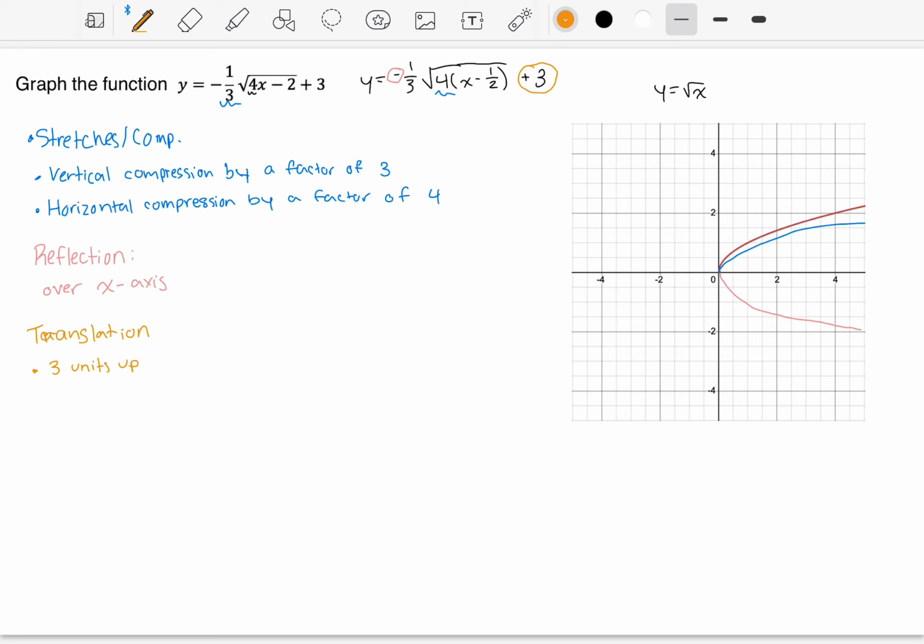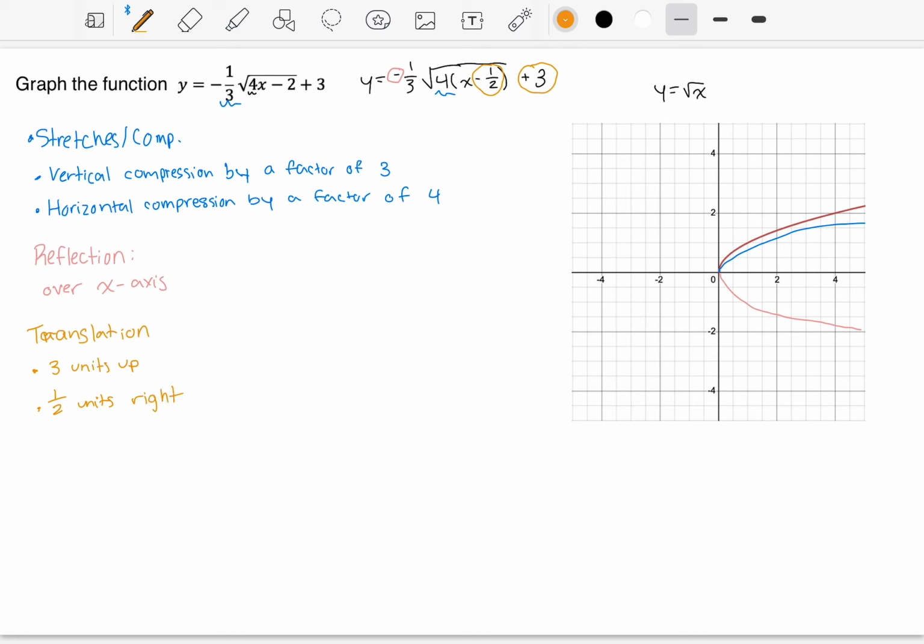And then finally, we look at this -1/2 here. So that is on our x component, so that's the horizontal component. And since it's negative, we're moving right. So 1/2 unit right.